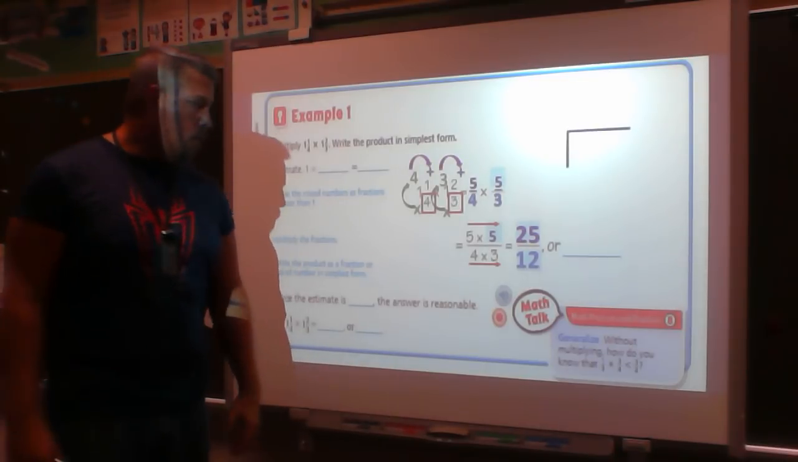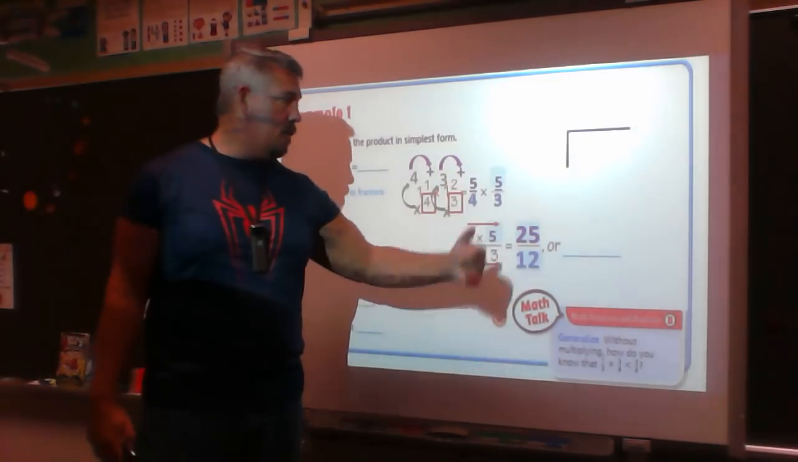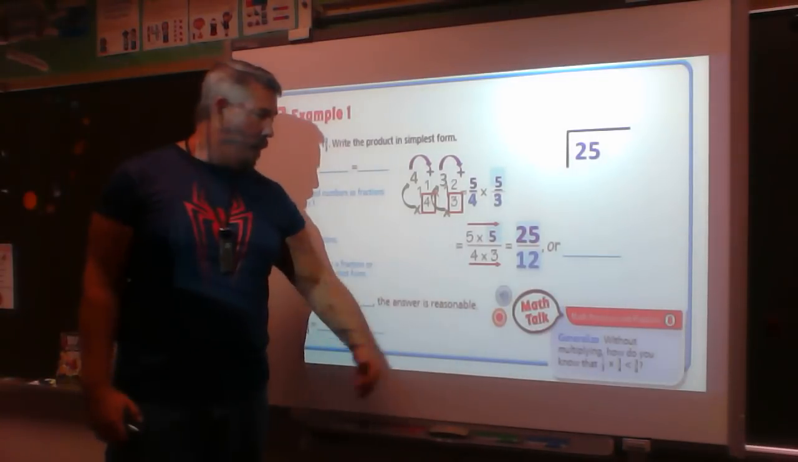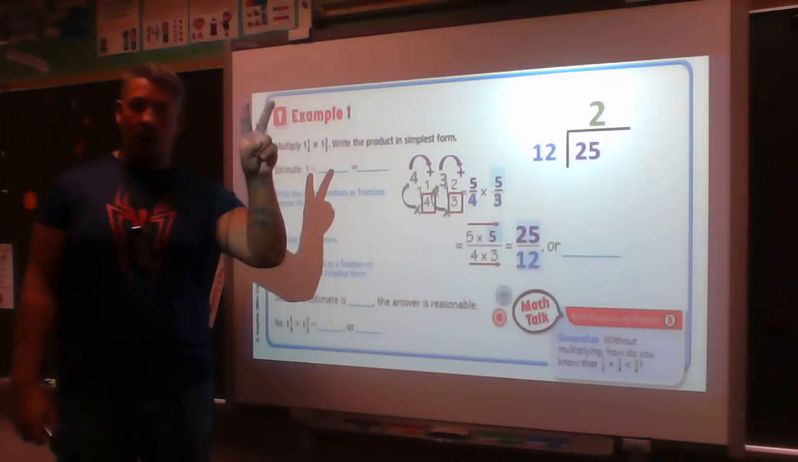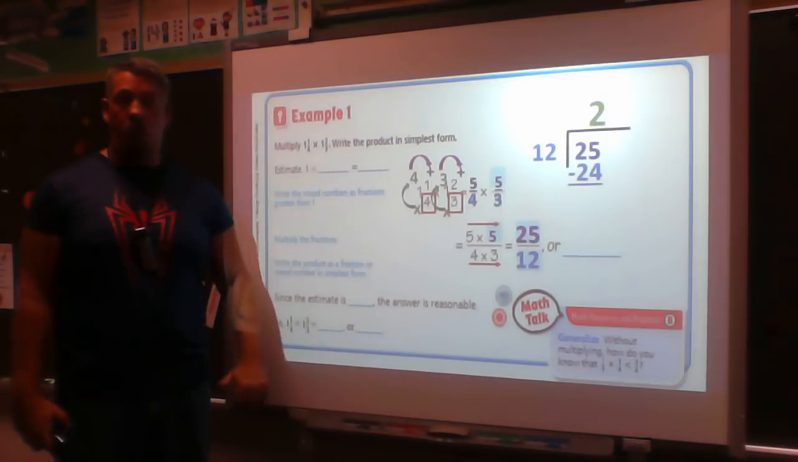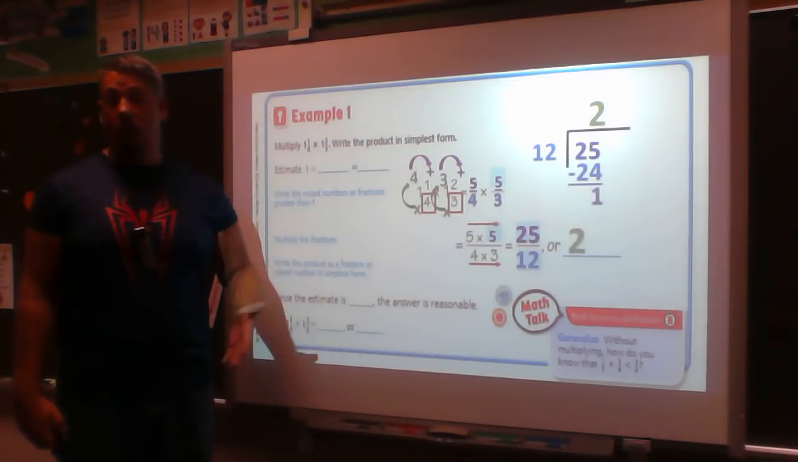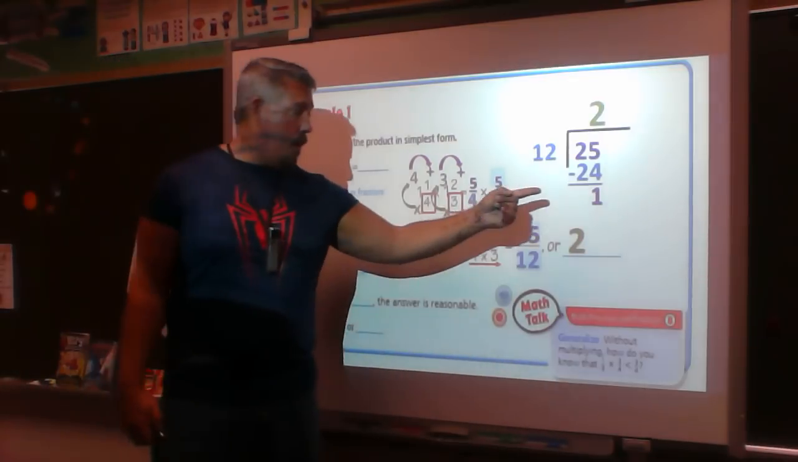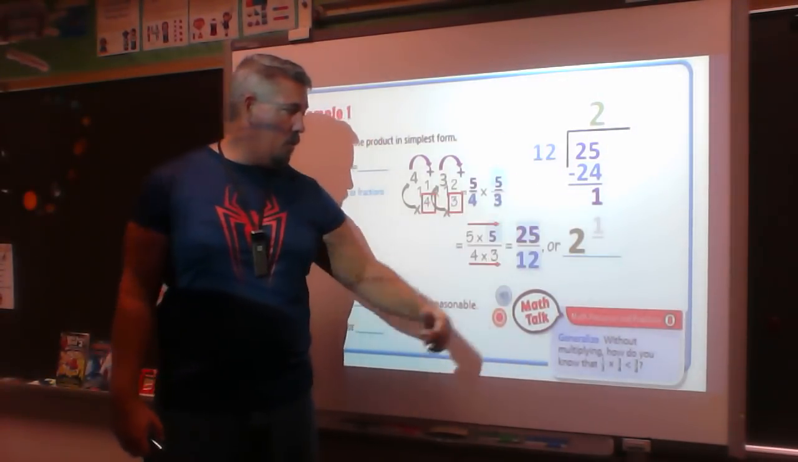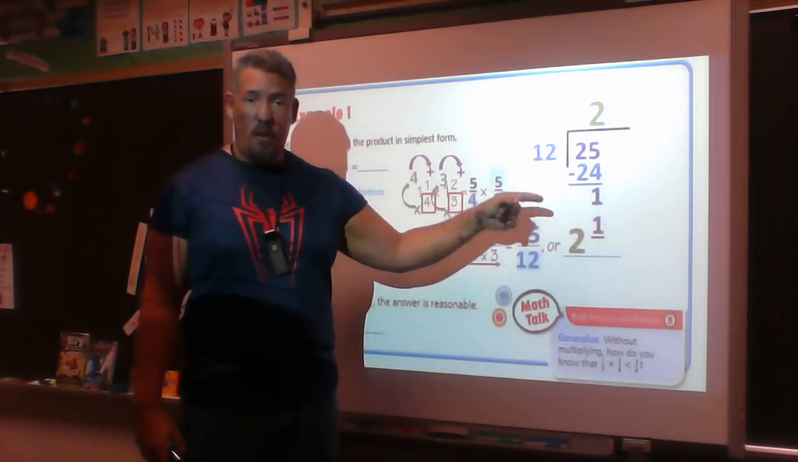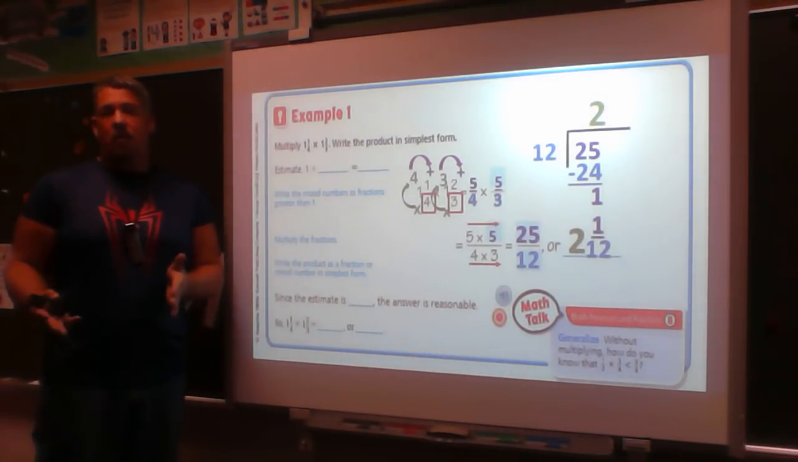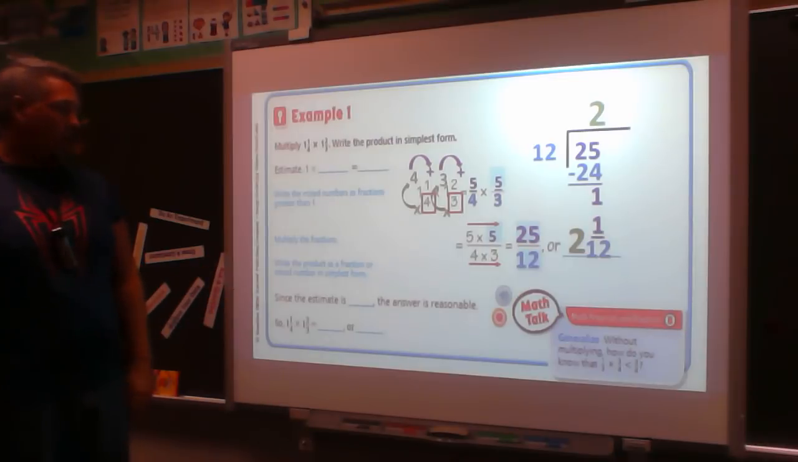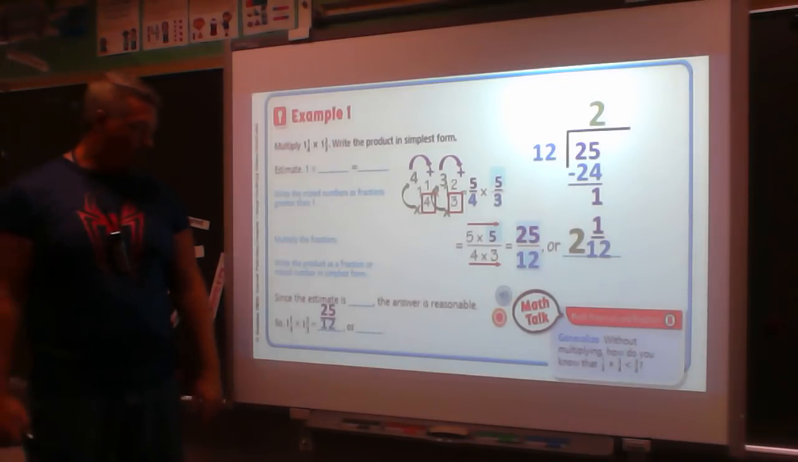So in simplest form, I start with my numerator in the division box and divide by my denominator. 12 goes into 25 2 whole times, because 2 times 12 is 24. When I subtract, I have a remainder of 1. My remainder is my numerator. My divisor, the number on the outside, is my denominator. I can't reduce it. 1's as low as I can go. So I know that my answer is 2 1/12.